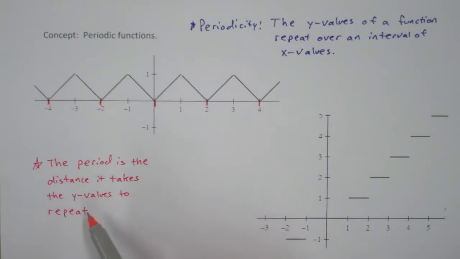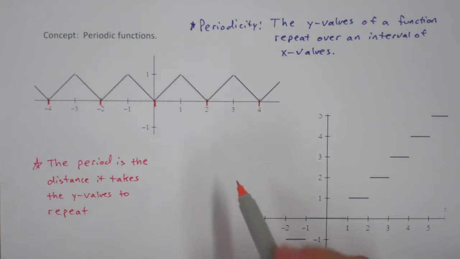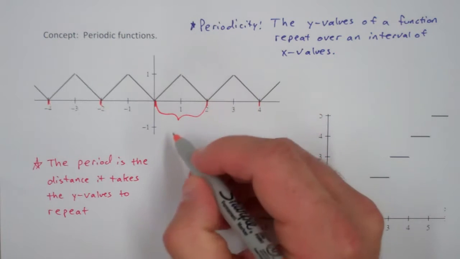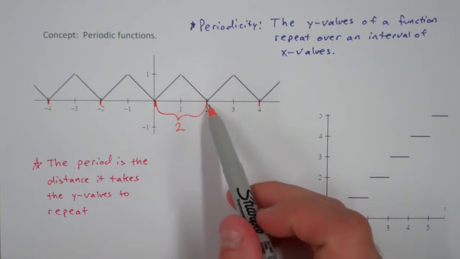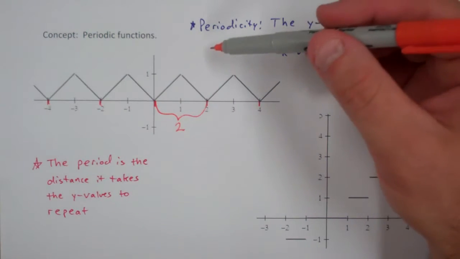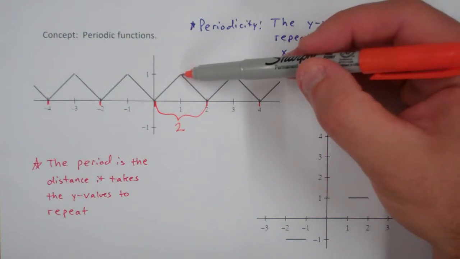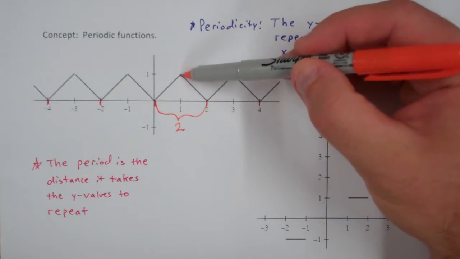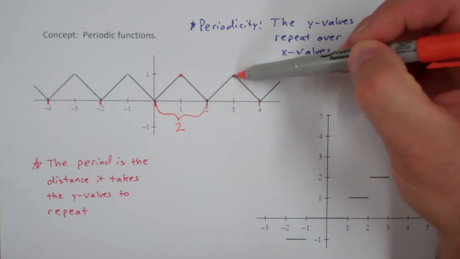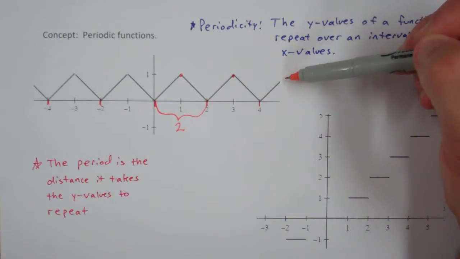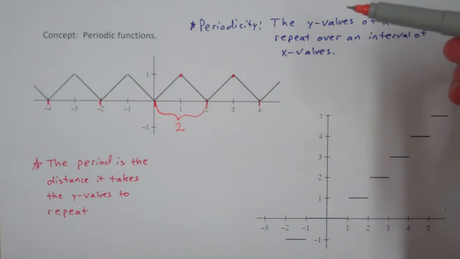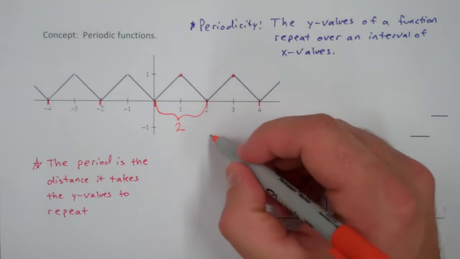Remember that the period is the distance it takes the y values to repeat. So this distance right here is 2. You'll note that the distance is the same. An alternative way of seeing what the period is, is to pick maybe a peak. So this peak right here, the y values go down, then back up to the same peak, then go down, then back up. The distance from 1 to 3 is still 2. So no matter which way you see it, the period of this function is 2.